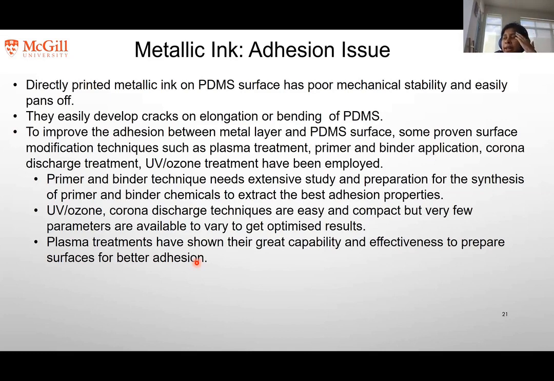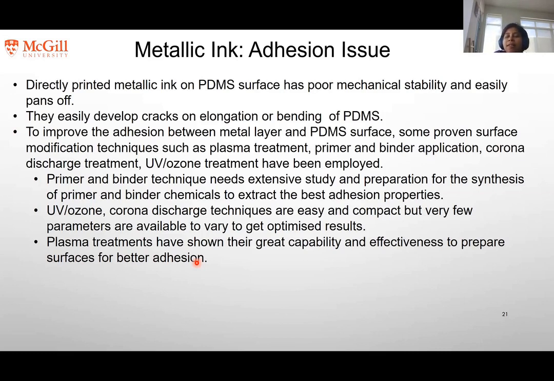And it's true for any polymeric, like plastic type substrate. So it's just not for our substrate. If you use any polymeric substrate, you're going to come up with this issue. Also, when we were doing elongation, the metallic silver inks were coming off. The way to improve it is basically we need to improve the adhesion between the metal layer and the polymeric substrate, which in our case was the PDMS surface.